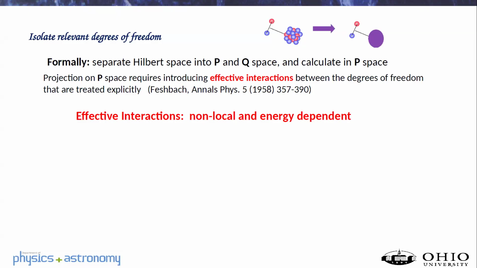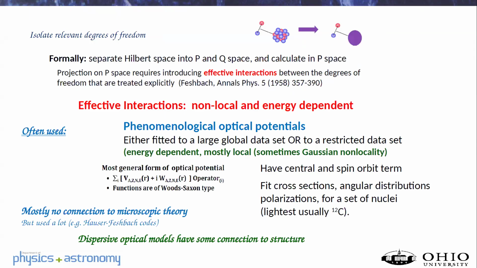And what you get is that effective interactions are by definition, if you do that, non-local and energy dependent. And so from this, what is often used, people did phenomenological optical potentials. They were always local, fitted to some Woods-Saxon. They were energy dependent. Sometimes they had some Gaussian non-locality, and some of them, if dispersive models are used, you connect from the scattering regime in the imaginary part to the bound state spectrum.